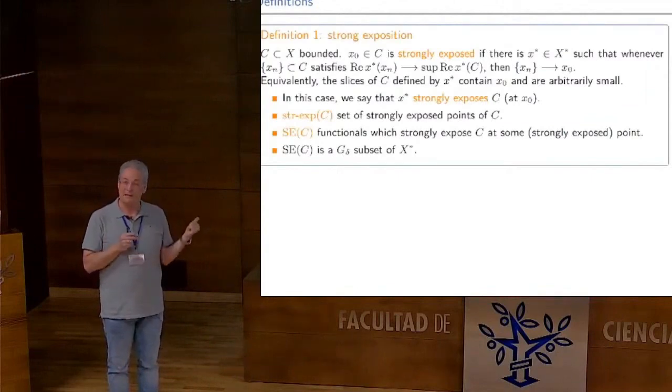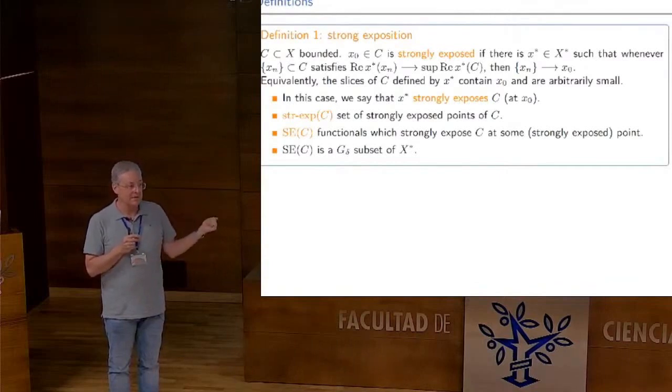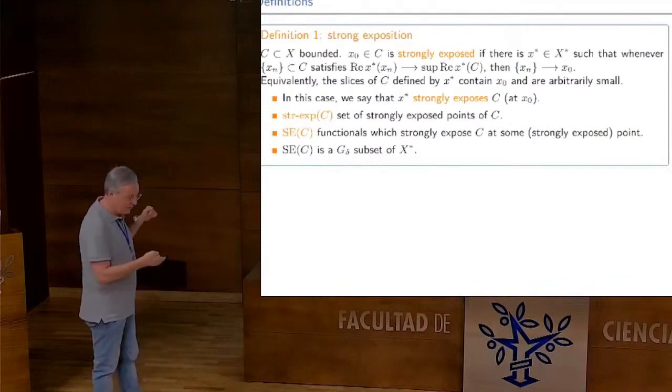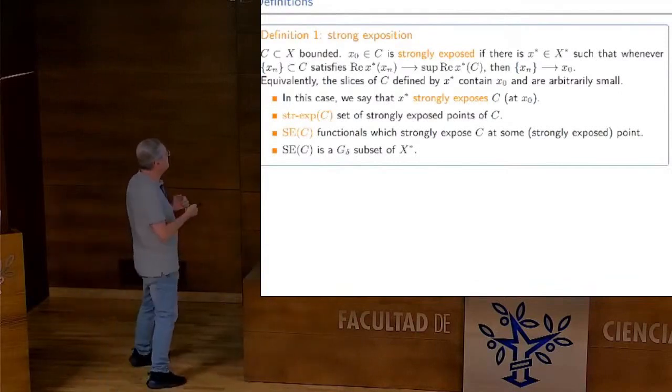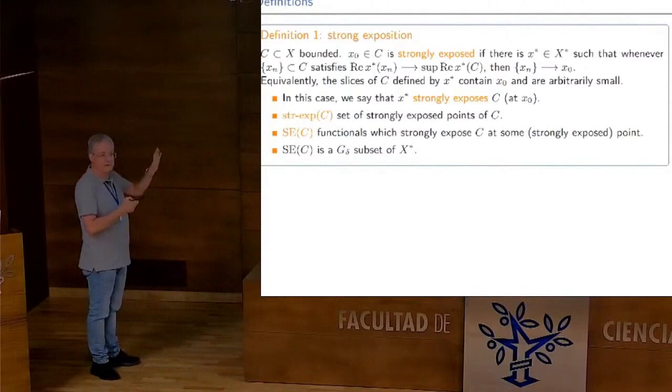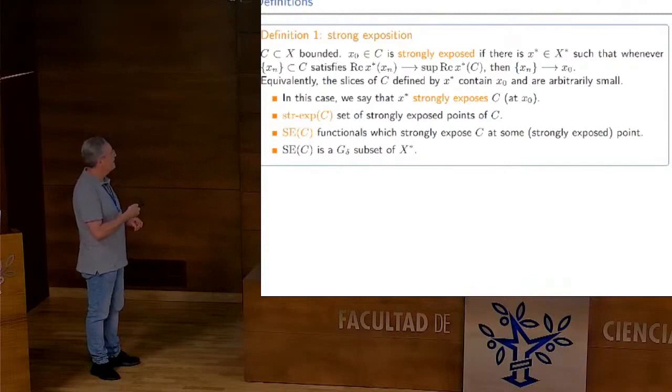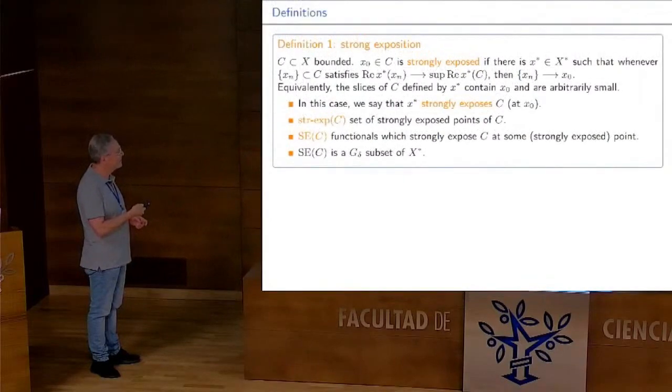But the Radon-Nikodym property can also be characterized using strong exposition. Okay, what is a strong exposition? Well, you have a bounded subset. We don't need closed, we don't need convex, we don't need anything, just bounded. And a point in C is called strongly exposed if there is a functional such that whenever you have a sequence in the set such that the real part of this functional on this sequence goes to the supremum, then the sequence goes to this point.